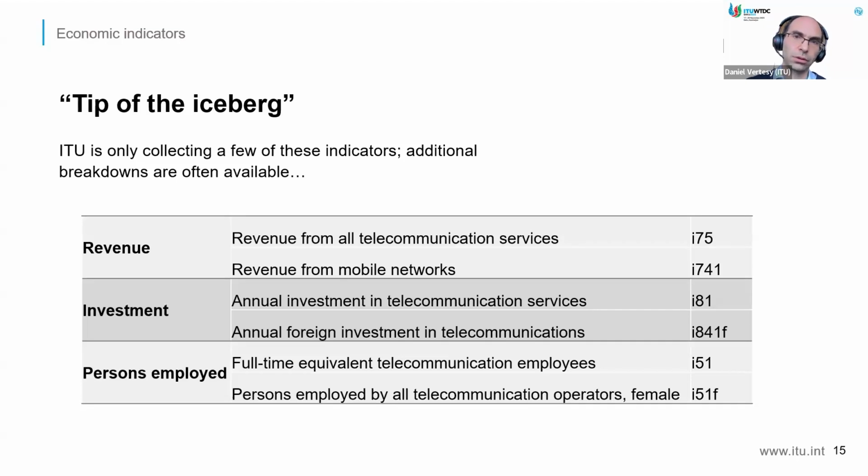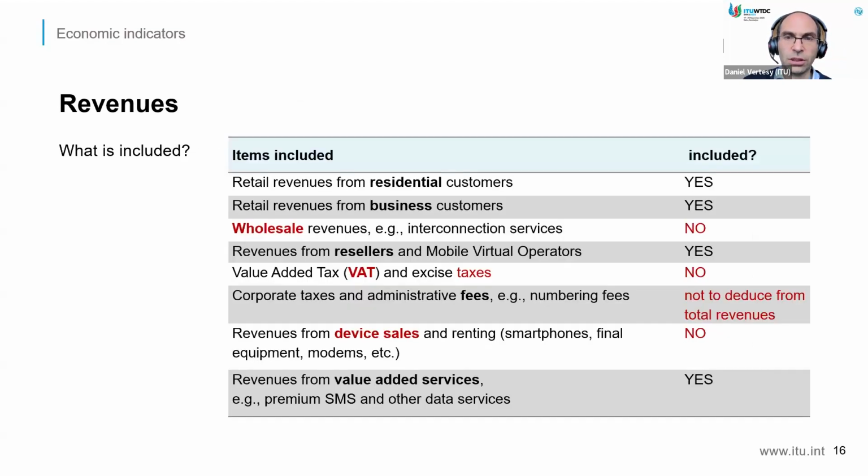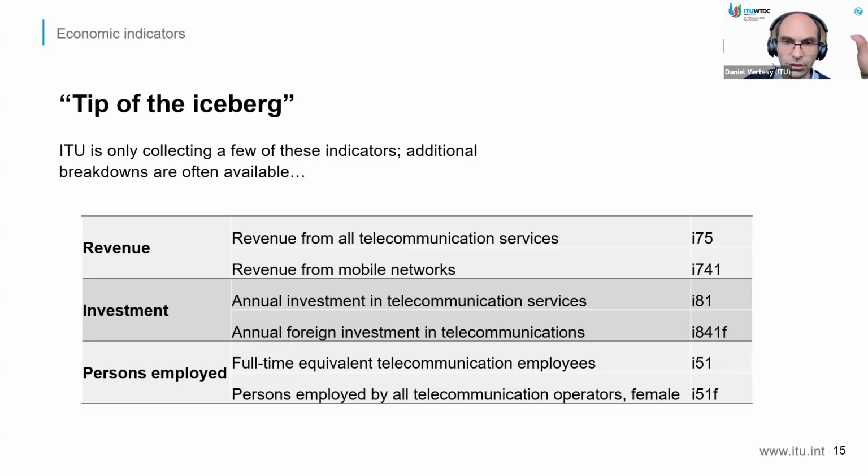The indicators we collect are, let's say, tip of the iceberg indicators. So there's typically a lot of breakdowns available, but what we look at is fairly simple to obtain. We collect data for revenue from all telecom services, from mobile networks, which is part of it. We collect data for annual investment in telecom services and annual foreign direct investment in telecom. We collect data for persons employed in terms of full-time equivalents, and one breakdown is female employees in the telecom sector.